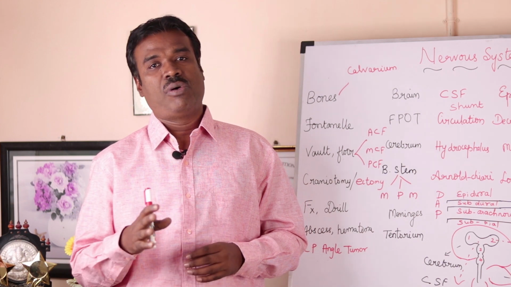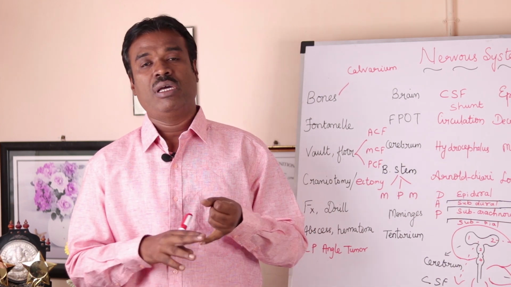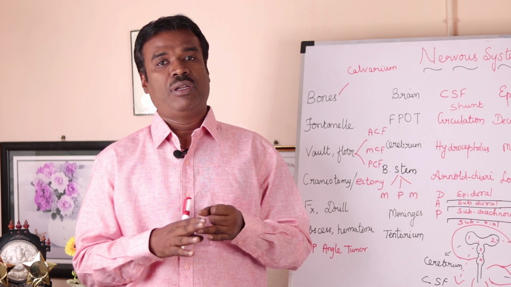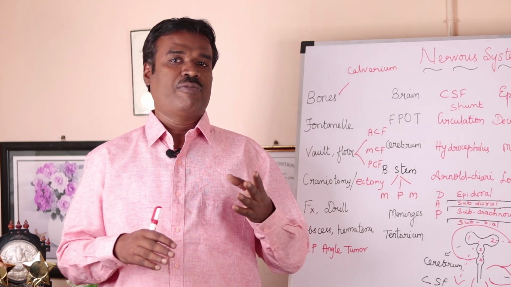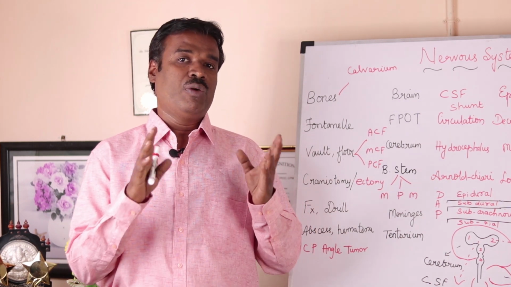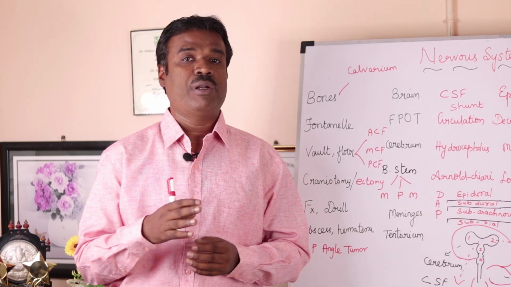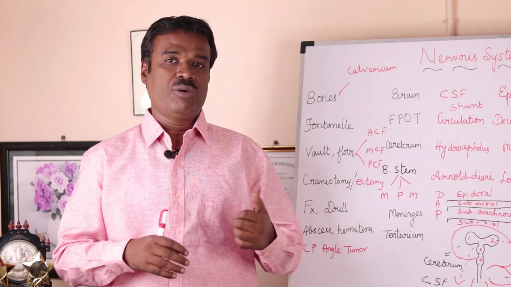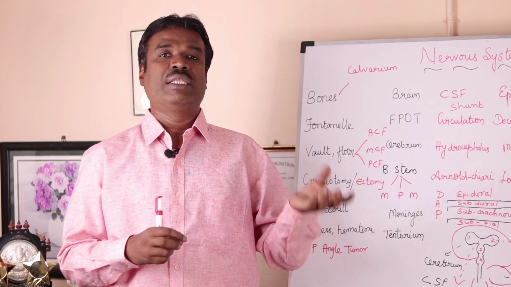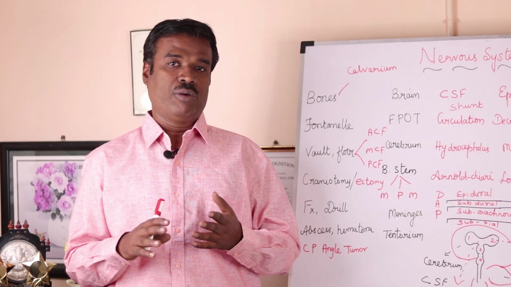There are 8 bones. We have the frontal bone, the parietal, the temporal, the occipital, and the sphenoid and ethmoid. We know that the parietal and temporal bones are paired. So in total, we have these 8 bones that comprise the cranial bones.